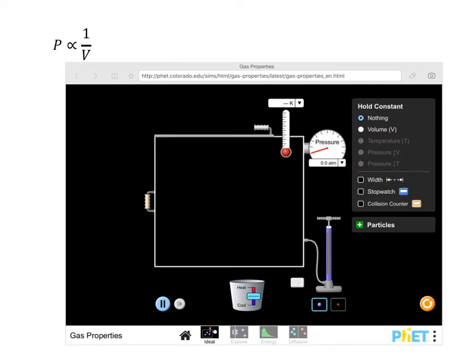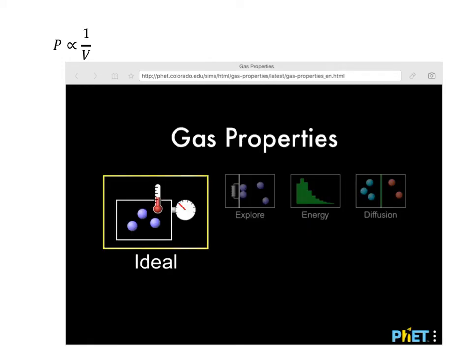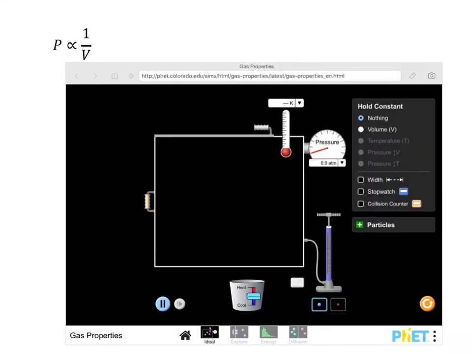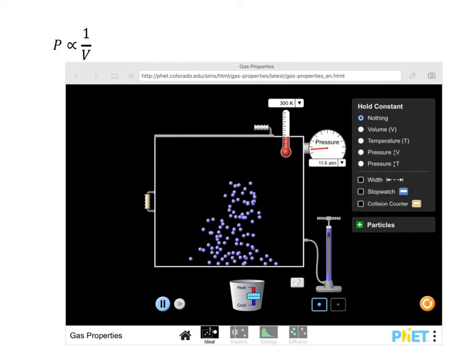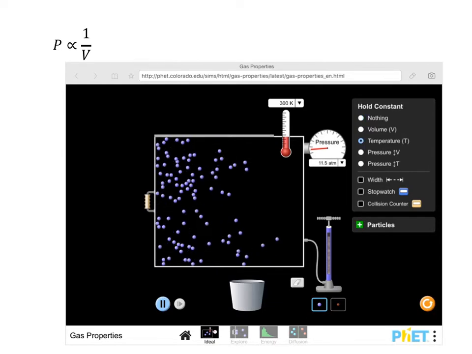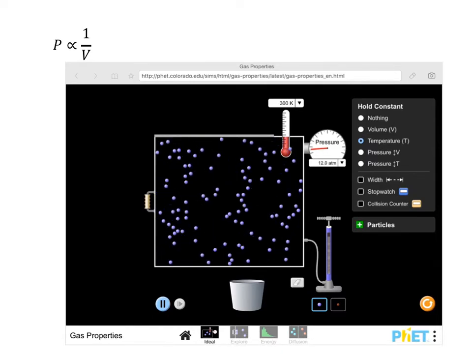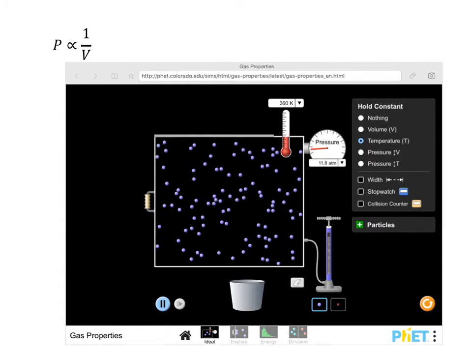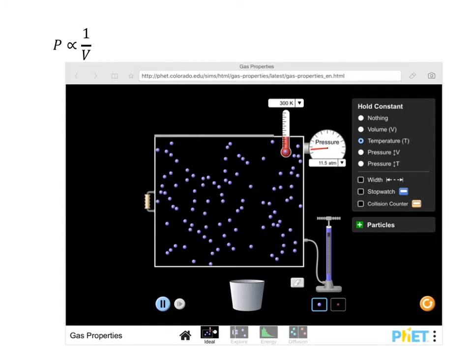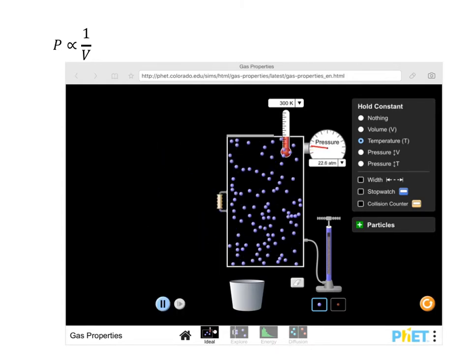All right, so we've got our simulation here. Let's fire it up. So we'll inject some gas molecules in here. I won't inject any more gases, so that'll keep the moles constant, and I need to make the temperature constant. And so then pressure is inversely proportional to the volume. Of course, we can see that. Right now, my pressure is at about 11, almost 12 atmospheres. And when I decrease the volume, the pressure increases.